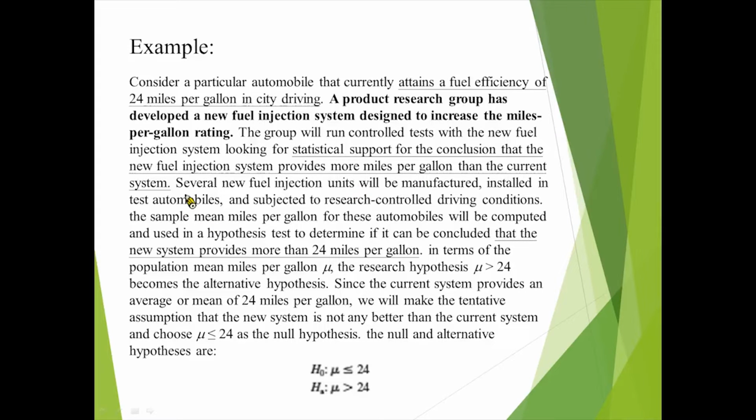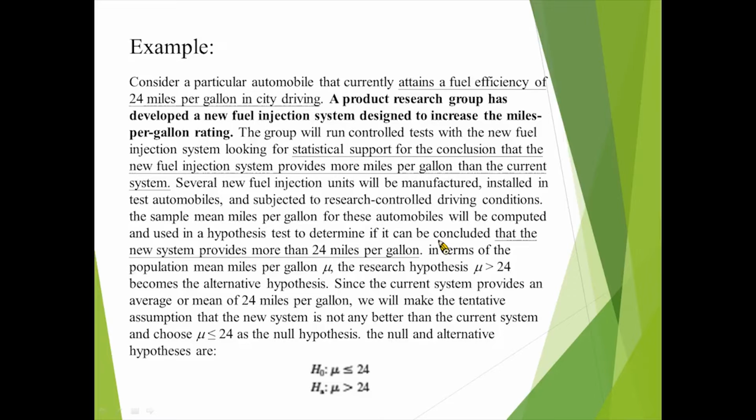Several new fuel injection units will be manufactured, installed in test automobiles, and subjected to controlled driving conditions. The sample mean miles per gallon for these automobiles will be computed and used in the hypothesis test to determine if it can be concluded that the new system provides more than 24 miles per gallon.